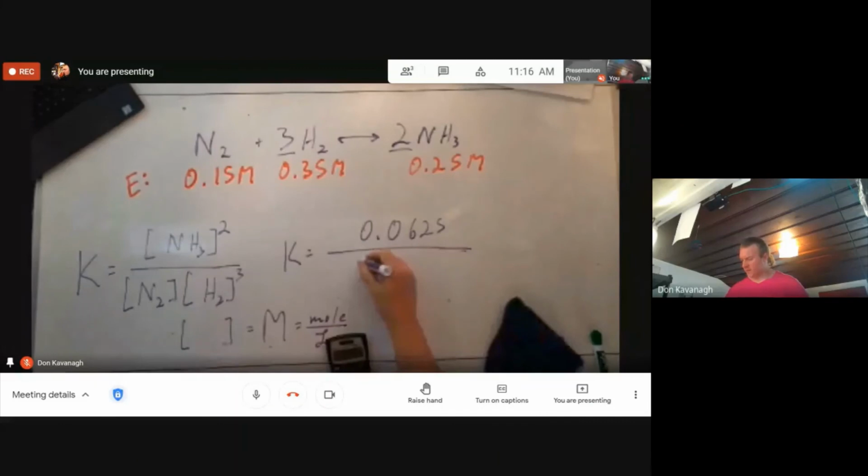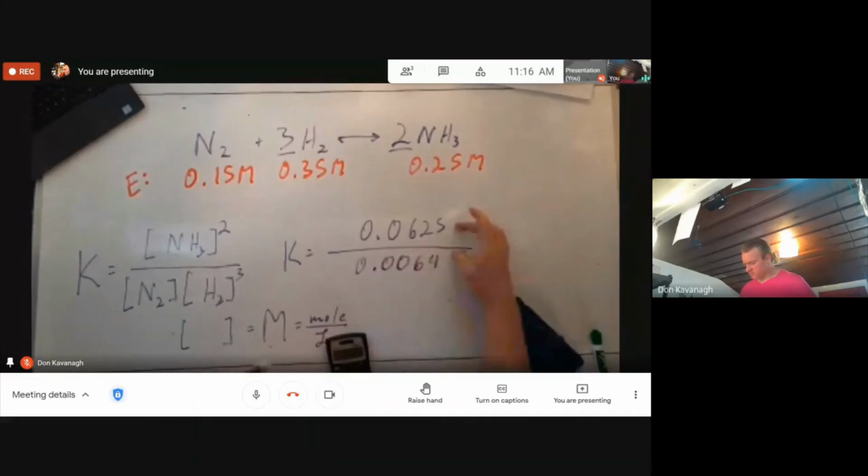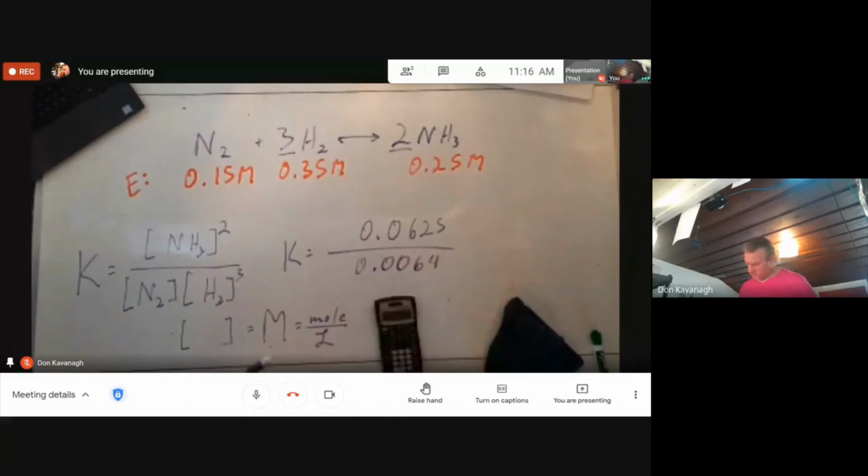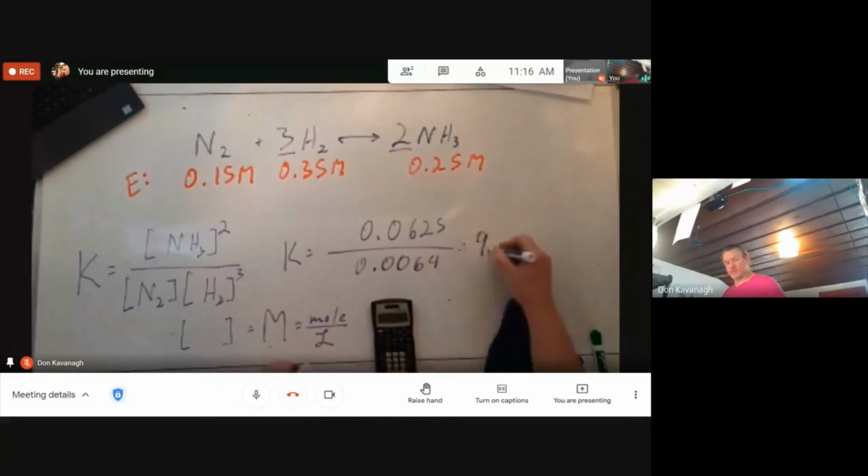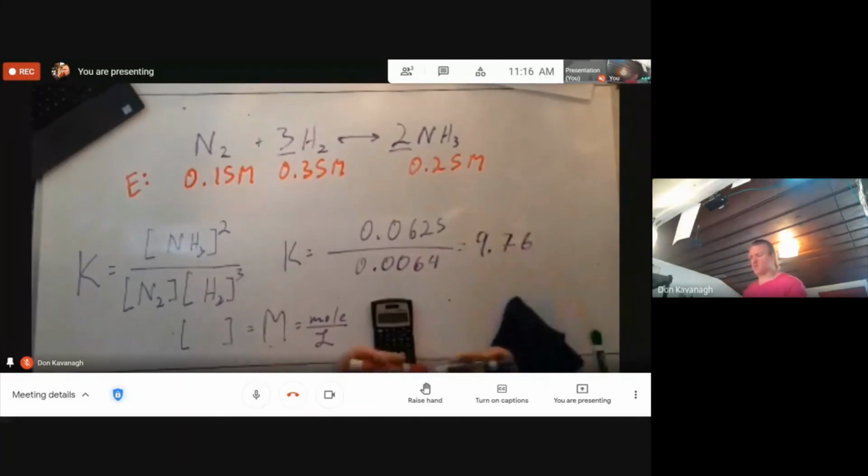So now just divide these numbers by each other. This looks like it's going to be around 10, 9.76. So for this particular reaction, at this particular temperature, whatever this temperature was, this is the equilibrium constant for this reaction. I hope this helps.